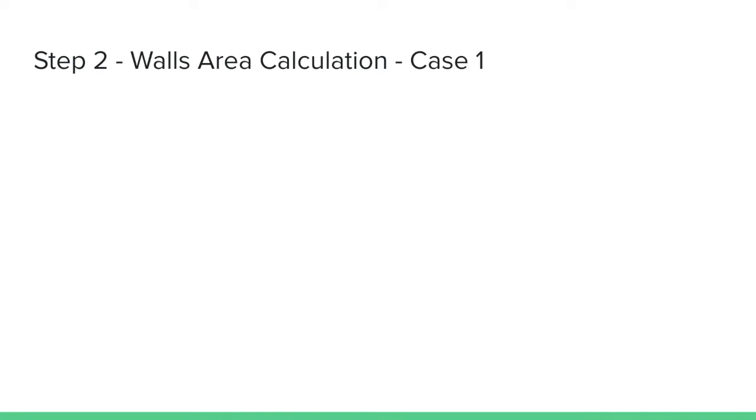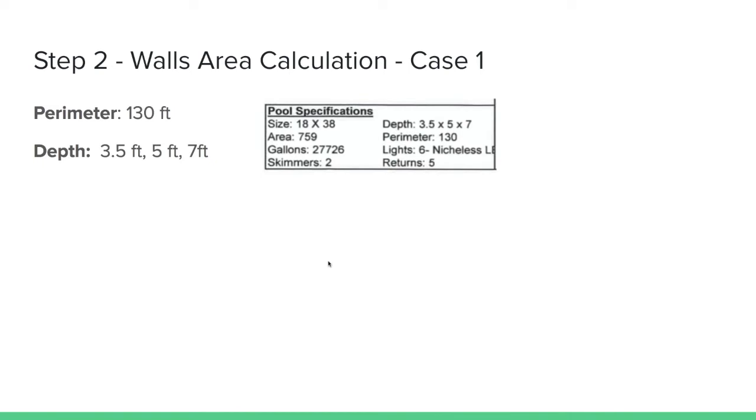All right. Step 2. Now we got to calculate the area of the walls. For the walls, we need a perimeter and we need the depth of the pool. Okay.